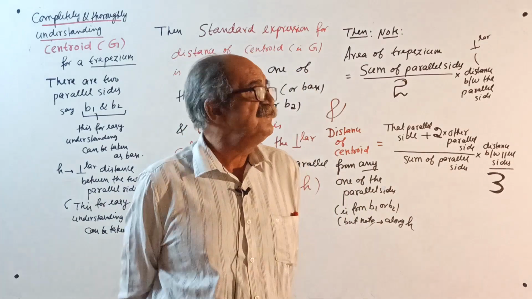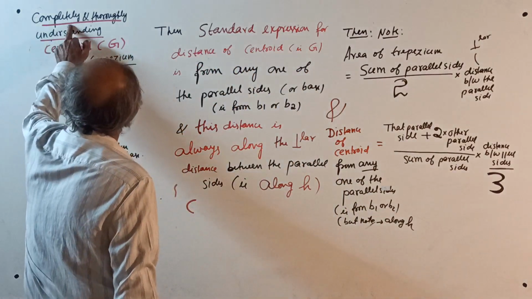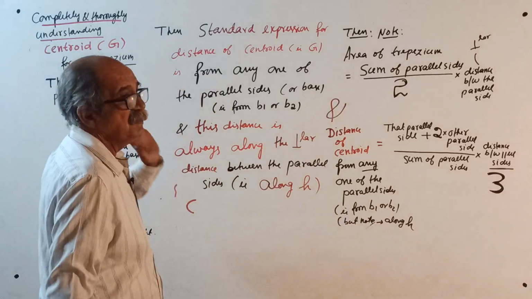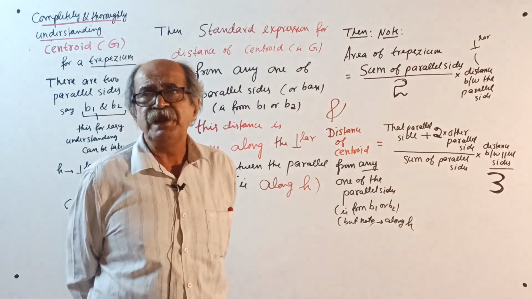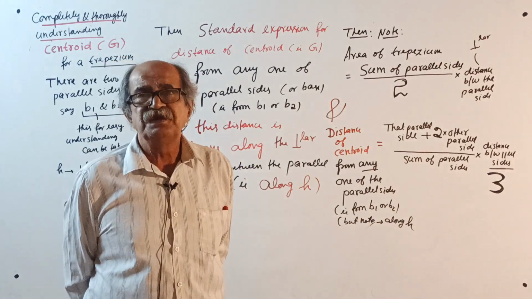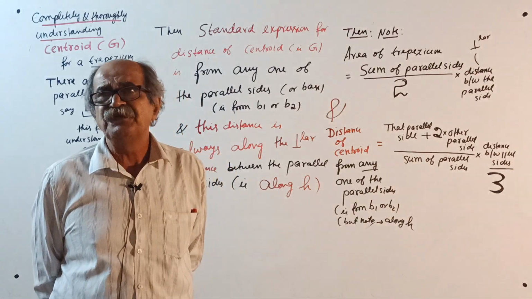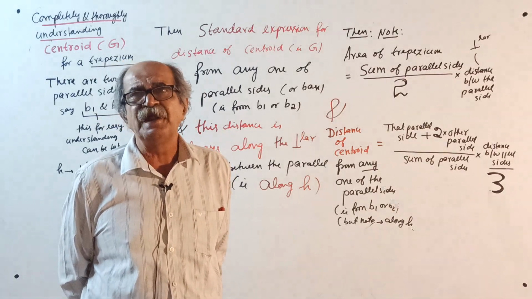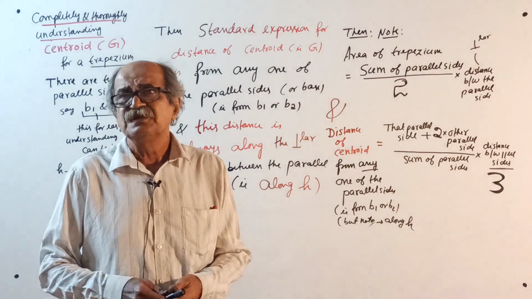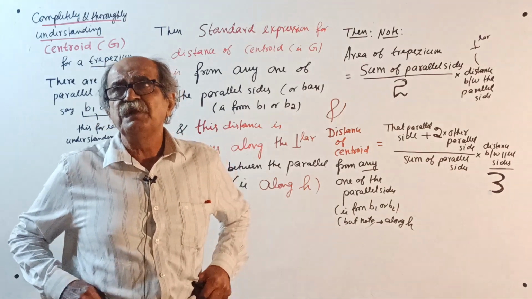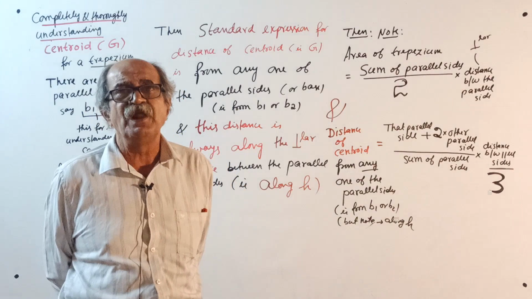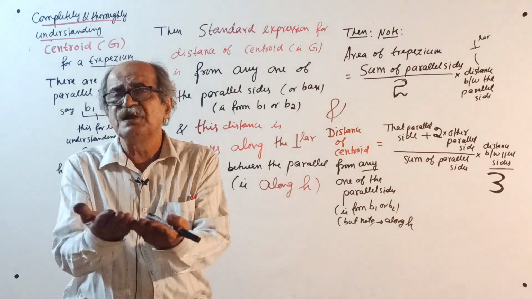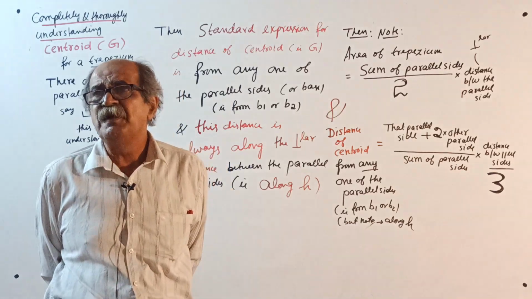Today's class is completely and thoroughly understanding centroid G for a trapezium. This is very, very important because in structural engineering, so many places you get trapezoidal loading. For beams, you may not get much, especially suppose you consider a retaining wall, their pressure distribution will be trapezoidal. Or if you consider a foundation slab, the soil pressure from the foundation slab will be trapezoidal.